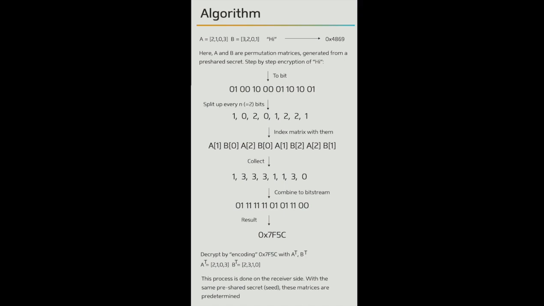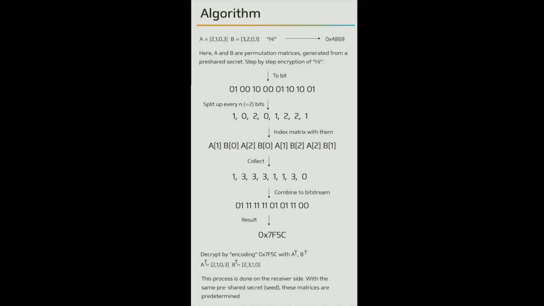The first step is we will convert it into a bit stream. And then for each 2 bits of the bit stream, we will convert it into a number. So you see that we have 01, which is 1, 00, which is 0, 10, which is 2, and this process repeats. Now we'll have a sequence of numbers: 1, 0, 2, 0, 1, 2, 2, 1. We will use them to index the matrices A and B alternately. So you start with A, then B, then A again, then B. We will index A with 1, then B with 0, then A with 2, then B with 0, and the process continues.